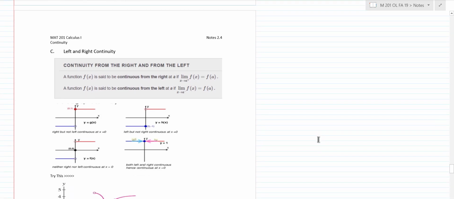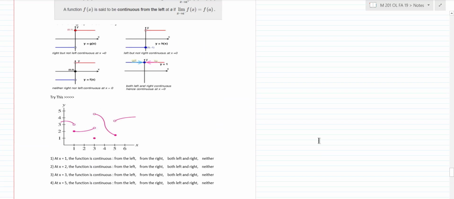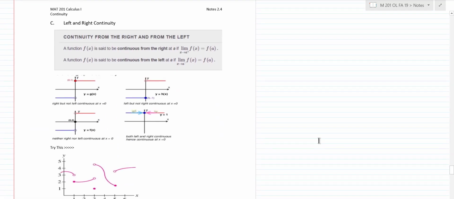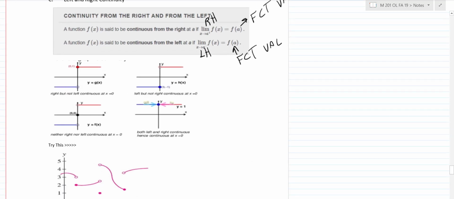Okay, so I'll go to this next thing here, and we're going to talk just briefly about left and right continuity, and then this will be the end of this part of the video. So basically, a function is said to be continuous from the right if the right-hand limit is equal to the function value. And we say the function's continuous from the left if the left-hand limit is equal to the value of the function at that particular point.